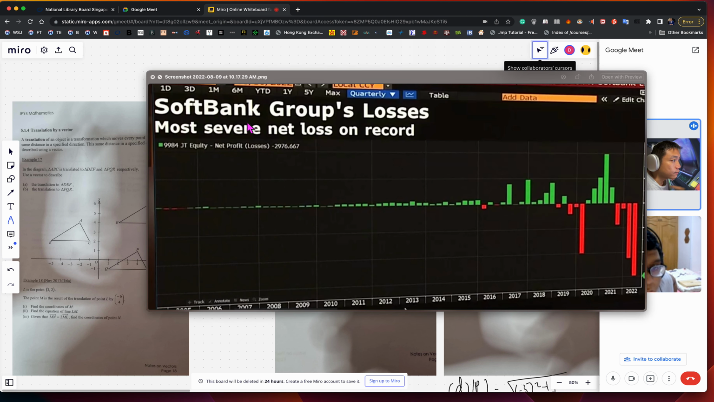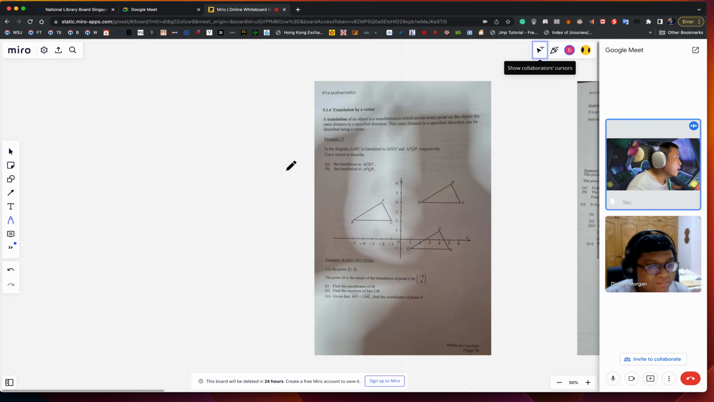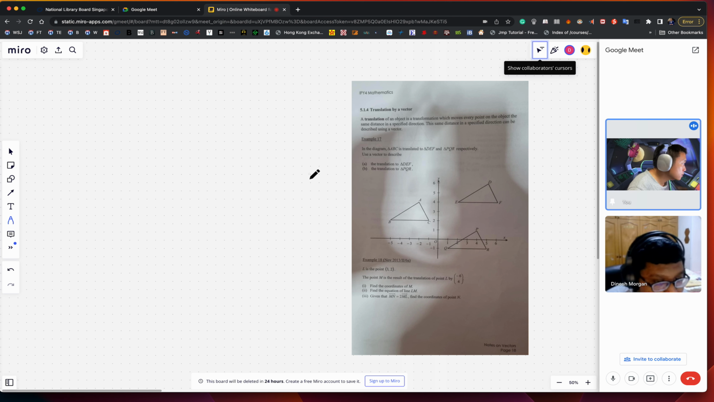Actually, yeah, like I say, they are. If you look at translation by a vector, right? In a way, they are related somehow. It's a transformation that moves every point on the object the same distance in a specified direction. This same distance in a specified direction can be described using a vector.